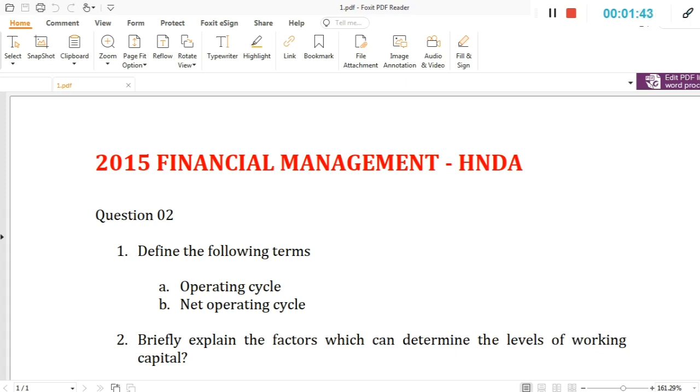B part, net operating cycle. Net operating cycle refers to the difference between the gross operating cycle and the creditors payment period. We can calculate the net operating cycle as gross operating cycle minus creditors payment period.